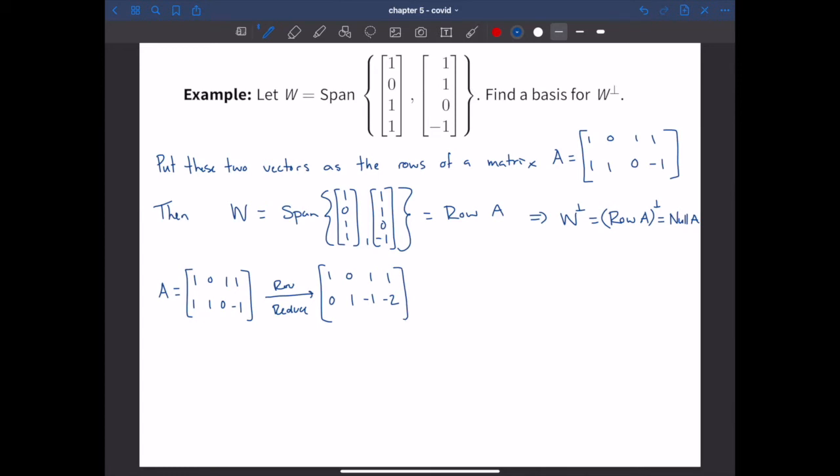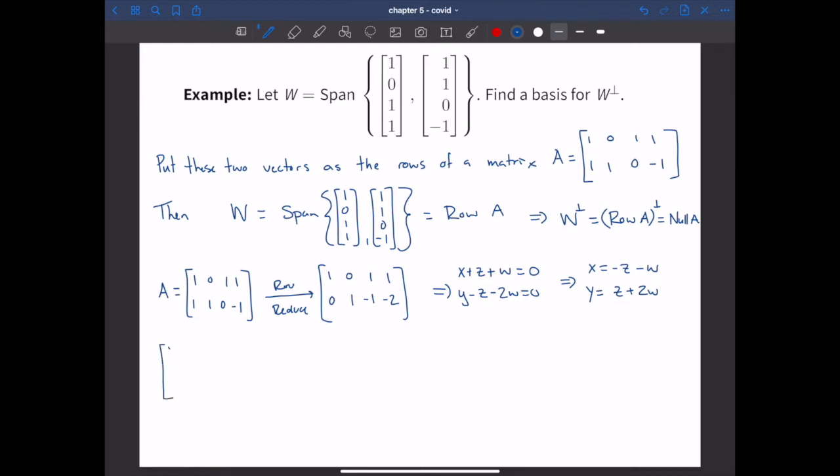We get this. Remember, we think of this as secretly being an augmented matrix with zeros over here, even though we didn't write them down. And so that top line is going to give us x plus z plus w equals 0. The second row gives us y minus z minus 2w equals 0. If we rearrange these, solving for our leading variables, we get x equals minus z minus w and y equals z plus 2w.